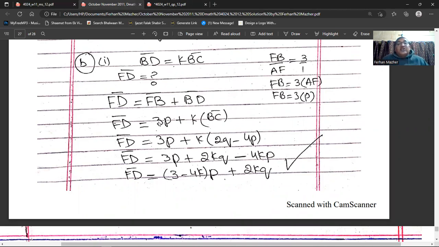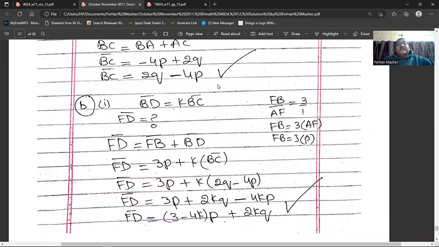FB is 3P. Here you can see FB by AF is 3/1. That's the ratio. FB is equal to 3 times AF. So AF is P, so FB is equal to 3 times P. So the FD will be 3P plus BD, which is K times BC. FD will be 3P plus K, and the BC is this 2Q minus 4P.